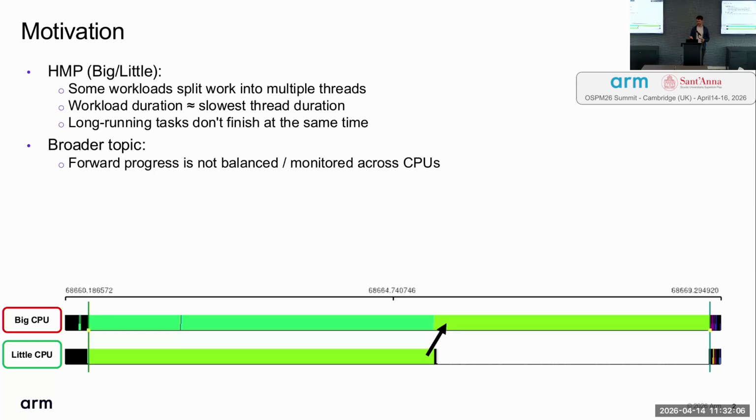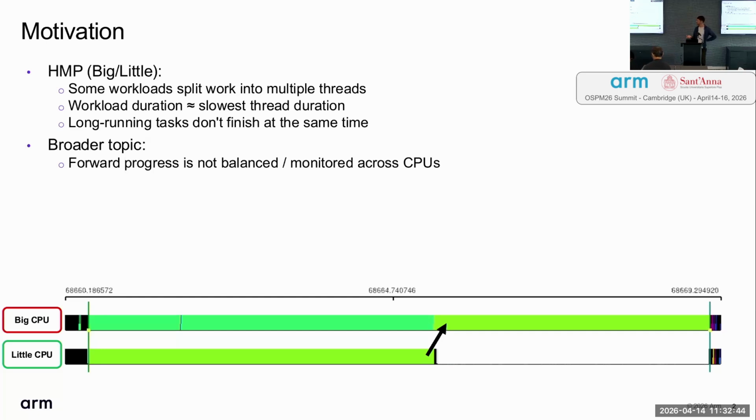It's a bit problematic on HMP because some CPUs are more powerful than others. For instance, here, the thread which was lucky enough to start on the big CPU will finish earlier. The thread which started on the little CPU was a bit unlucky. It's going to be migrated up to the big CPU. And here, we have an idle CPU during quite a long amount of time, and the workload is going to finish only when the last thread returns.